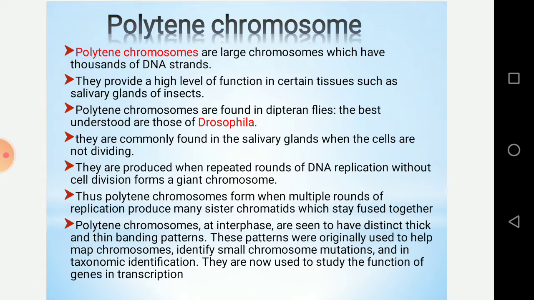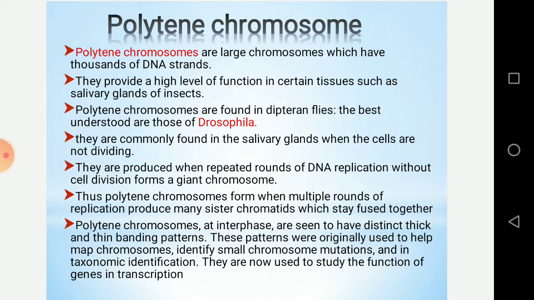And why are they found in the salivary gland? Because at the stage of development they need to digest and swallow most things, and they help in rapid digestion of the things which the larva swallows. It is not found in adults. So mostly it is found in larvae, for swallowing and digestion of food particles, in the salivary gland. Polytene chromosomes are found in dipterans.